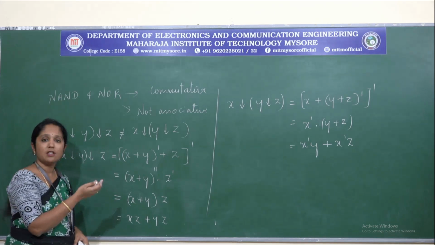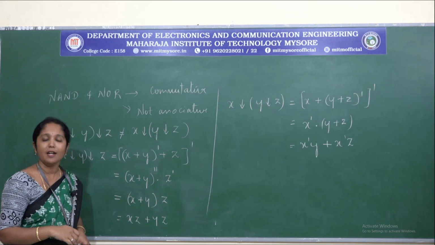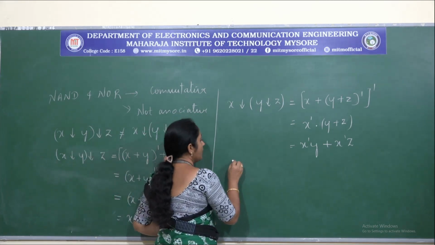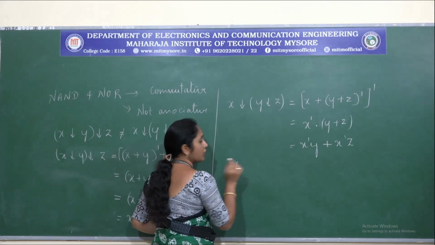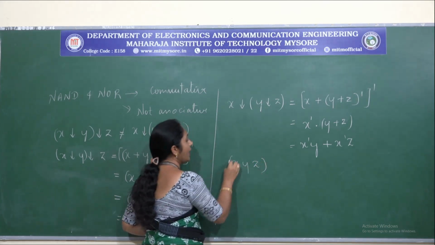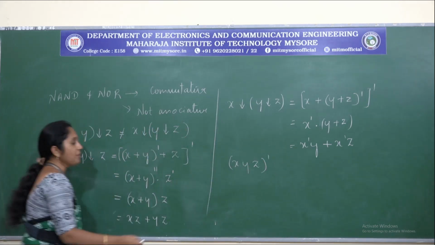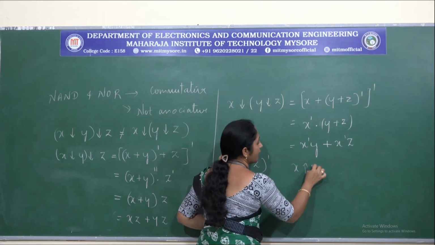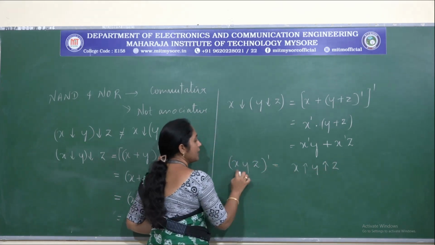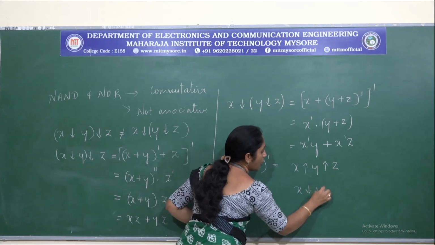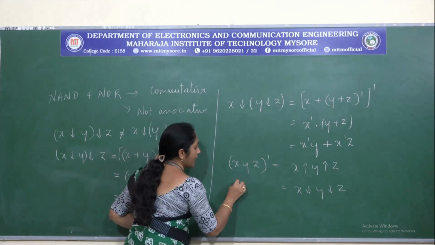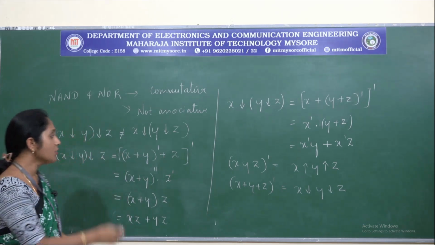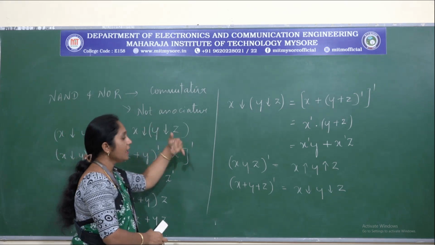So now we can extend or include multiple inputs even for NAND and NOR gate if we slightly change the way in which we write. For 3 inputs, we can write (x into y into z)'. Instead of writing x NAND y NAND z, we can use this. Similarly for x NOR y NOR z for 3 inputs, we can write (x plus y plus z)'. So now we can use the NAND as well as NOR gate for multiple inputs.